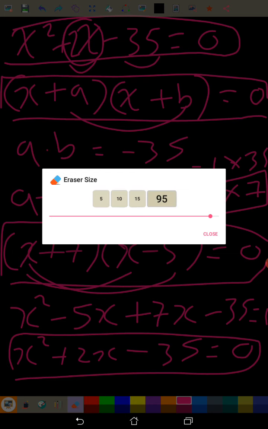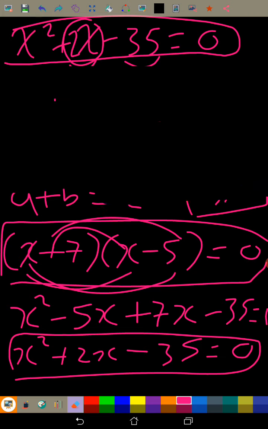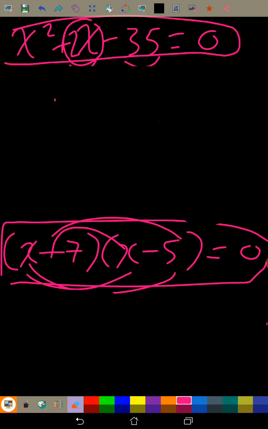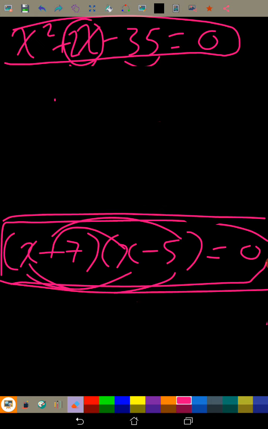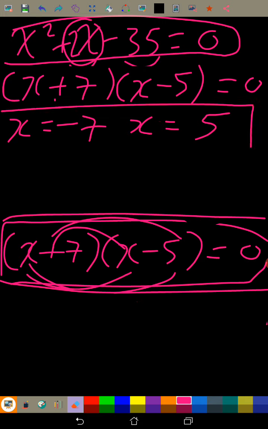So I will erase what we don't need. We don't need this. We don't need this. We don't need this. That was just to prove that it's correct. And I'll take something to write. So if I have this equation, I will write it here, right in the original equation. I can say that x is equal to minus 7 and x is equal to 5. So this is the solution set of this quadratic equation.